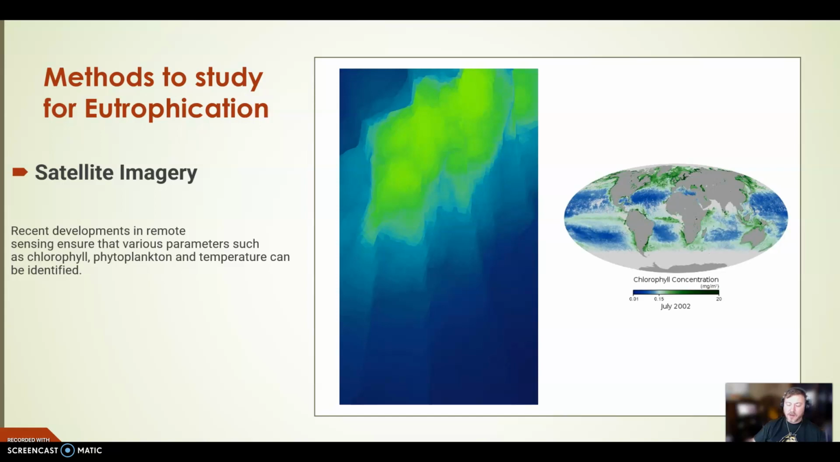A second method to study for eutrophication is satellite imagery. The most useful information for monitoring of eutrophication is water color, as seen in the picture. Chlorophyll pigment and algae is green, contrasted with the blue of the surrounding water. Dedicated sensors like the MERIS, Envisat's Medium Resolution Imaging Spectrometer, and the MODIS, Moderate Resolution Imaging Spectroradiometer, can indicate areas which are seeing surface algae growth.